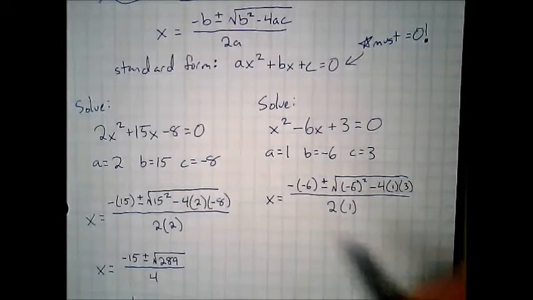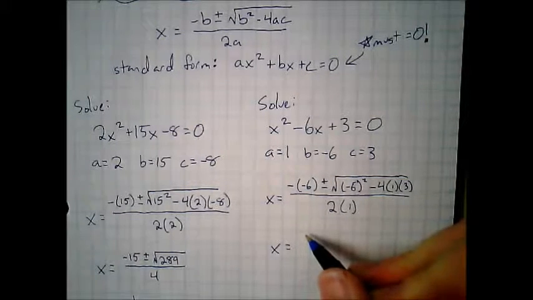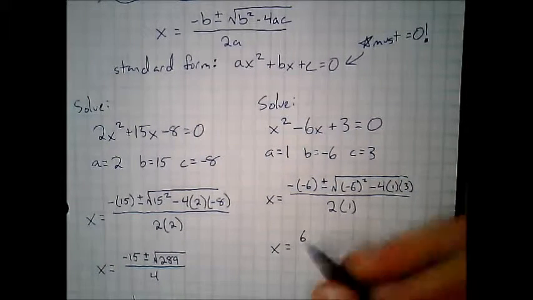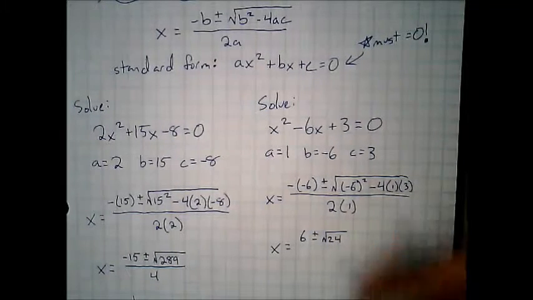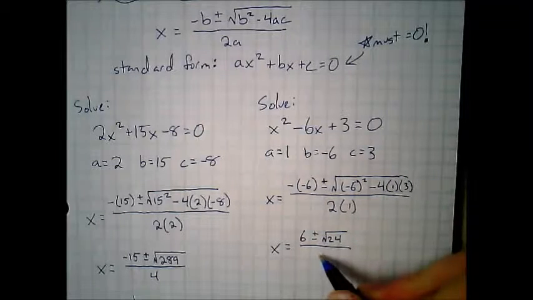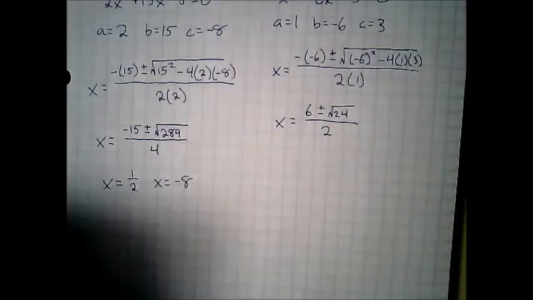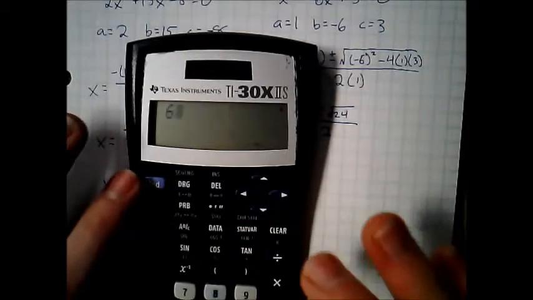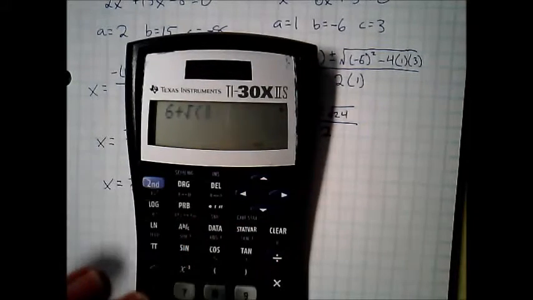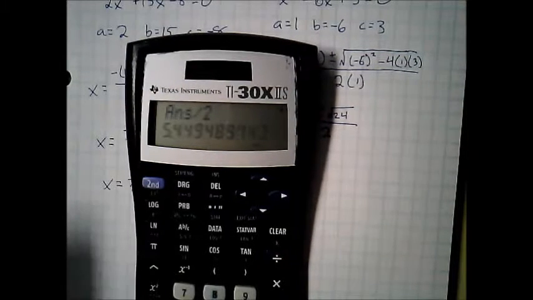Okay, so now we start making this expression simpler. The opposite of negative 6 is positive 6, plus or minus the square root of 24, divided by 2 times 1 is 2. Okay, so we're going to type this into our calculator. First time we're going to do it with addition, so we have 6 plus the square root of 24. And we hit equals first, and then we divide by 2.